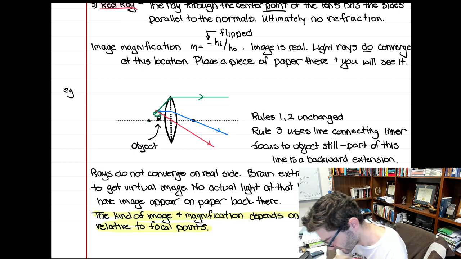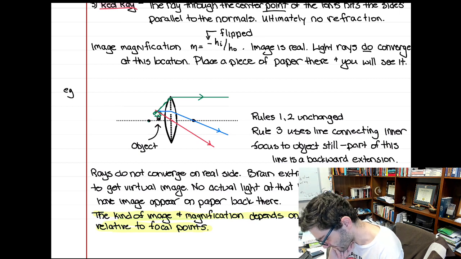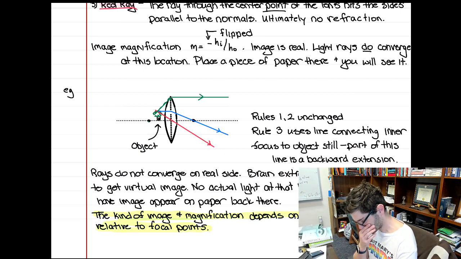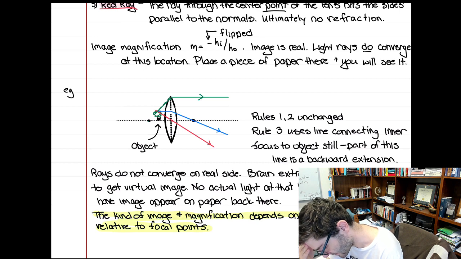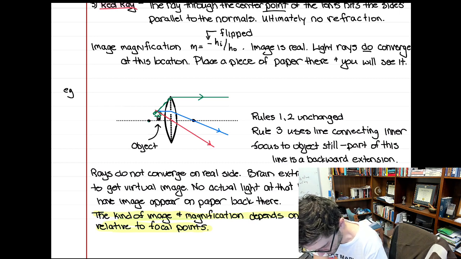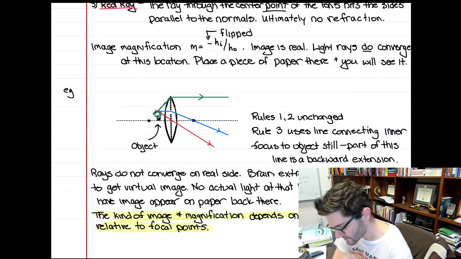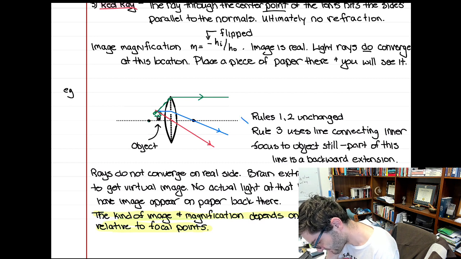There's actual light there. So I use these rules more or less the same way. So for blue, again, horizontal line from the object to the lens, and then it goes out, hits the focal point. The red line, if it goes through the center point, it's unchanged. Then for the green, really what I could have said is any line that connects the top of the object and the back focal point. Again, there is one line that connects the focal point and the top of the object. If I draw that, then it will emerge as a horizontal line. And again, your eyeball is over here.